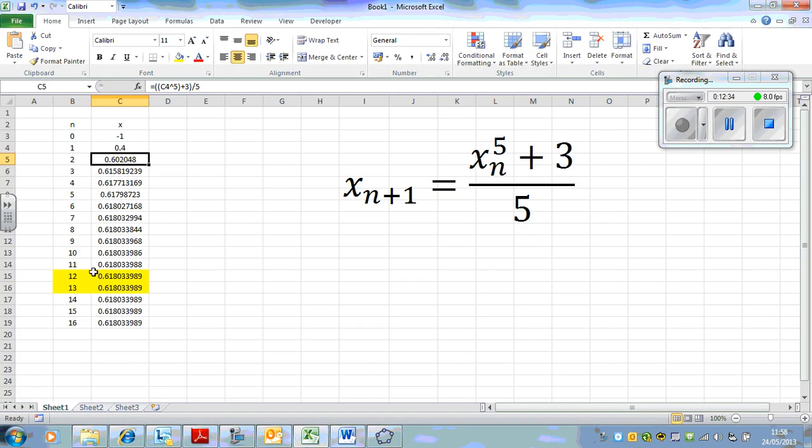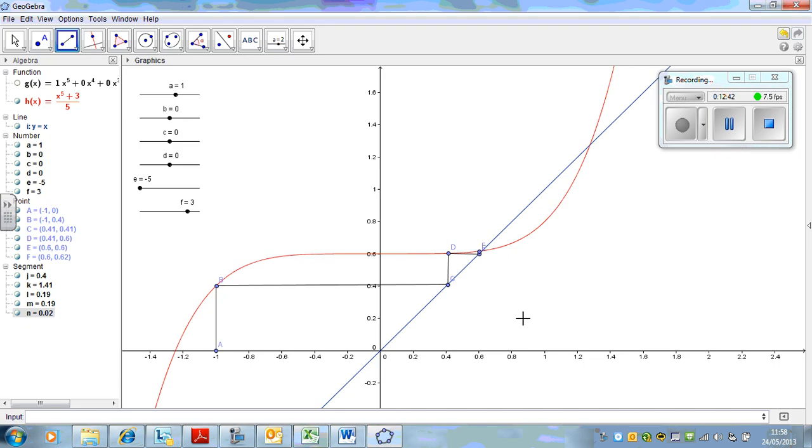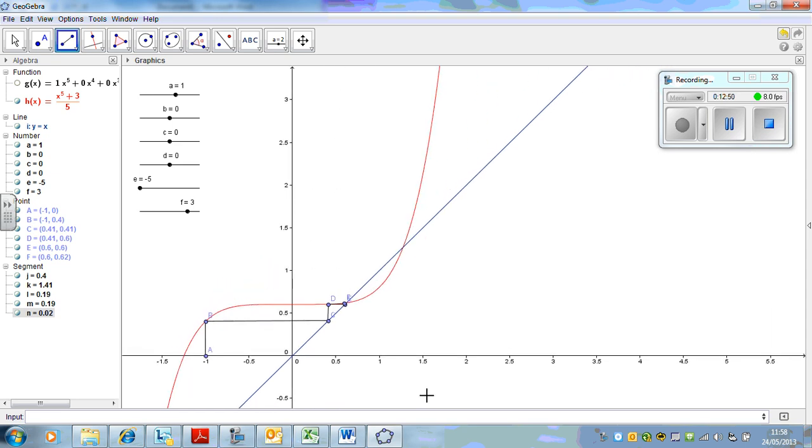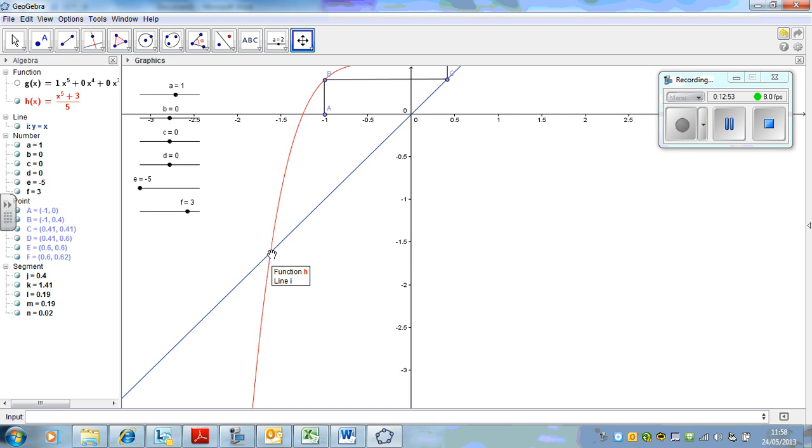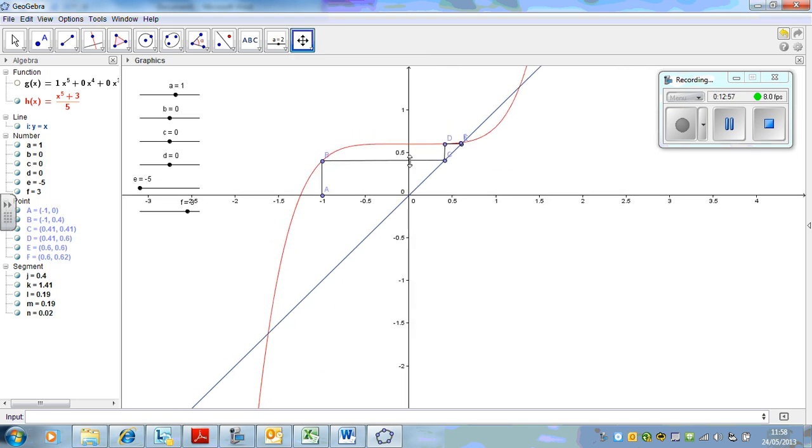In this case, 0.618033989. This is a failure. Okay, we've done it wrong somehow. We haven't managed to get it to the root which we want. The root which we want was here. Now, this is called a staircase diagram because you kind of make a staircase.